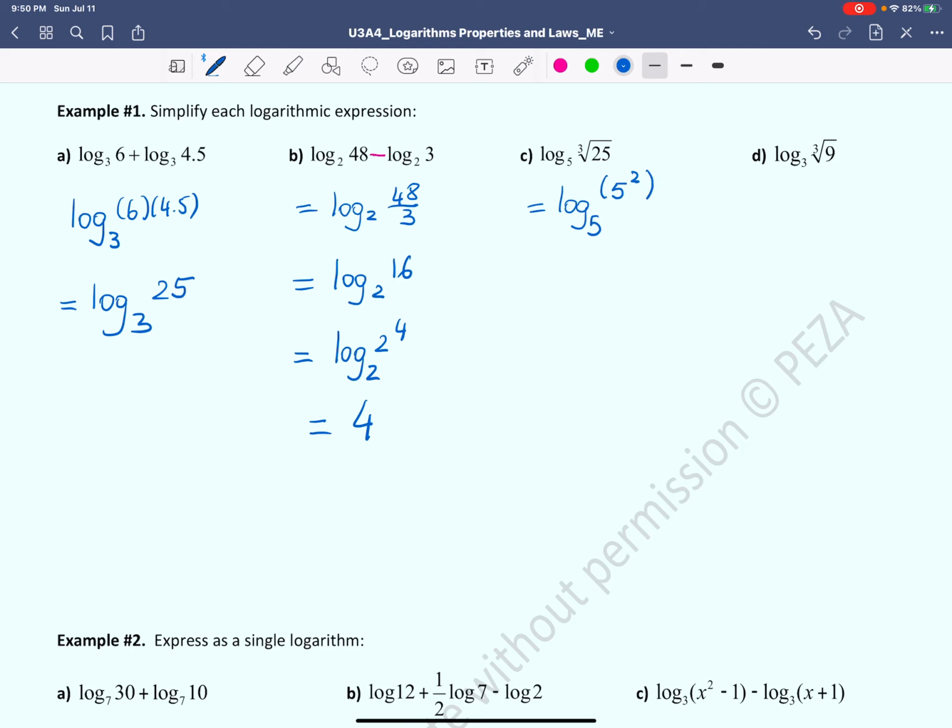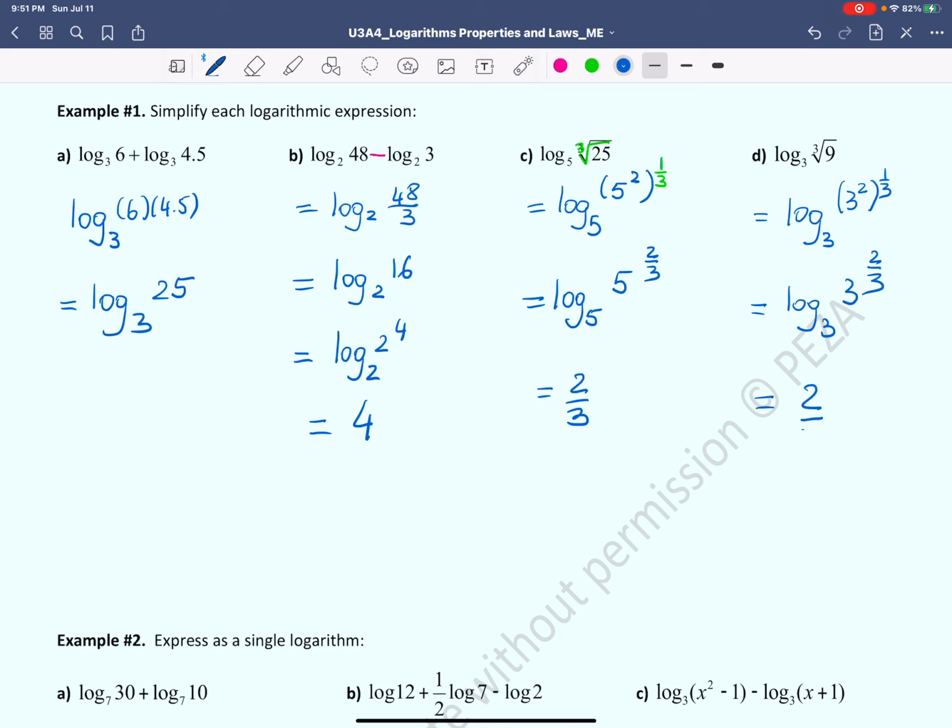Next we have log with base 5 of, we're going to write 25 as an exponential with base 5. And then we have the power of 1 over 3 because of the radical. So this equals log with base 5 of 5 to the power of 2/3. The answer is 2 over 3. One last question in this one. We have log with base 3 of 3 squared, that's 9, to the power of 1/3. Log with base 3 of 3 to the power of 2 over 3. The answer is 2 over 3 again.